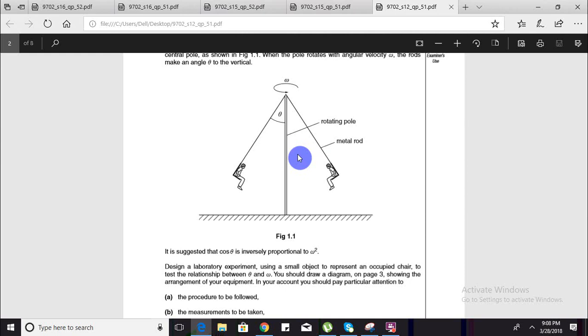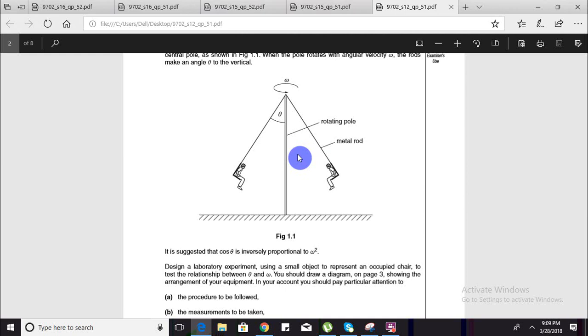So the independent variable is omega. The dependent variable is theta. What is the controlled variable? Well, obviously you want the power supply to be constant, so the motor that causes the central pole to rotate ought to have a constant power supply. So there should be an ammeter to ensure that the power supply to the motor, and therefore to the central pole, is constant. I've sort of forgotten the circuit symbol for a motor. I'll check that out.